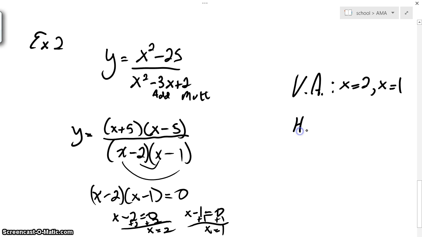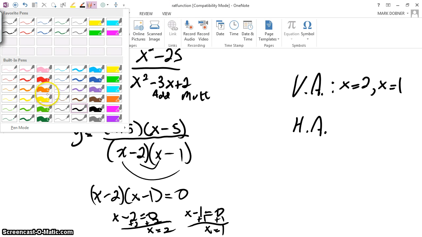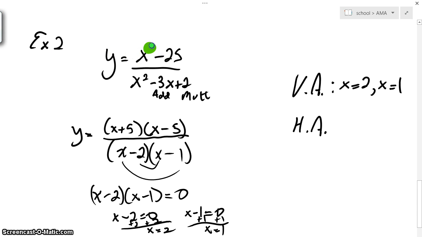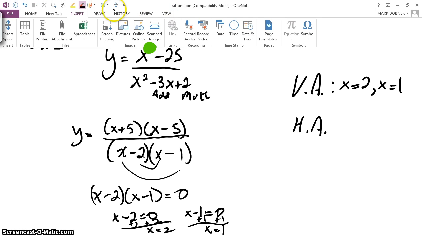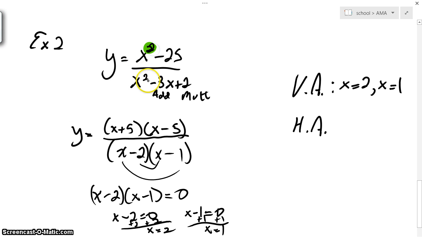How about for our horizontal asymptote? Well, here it's a little bit different. What I want to point out to you real quickly is that the highest power is going to be a 2 up on top, and it's also a 2 down below. So you can see the highest powers are the same on the top and the bottom. There's a 1 out in front.